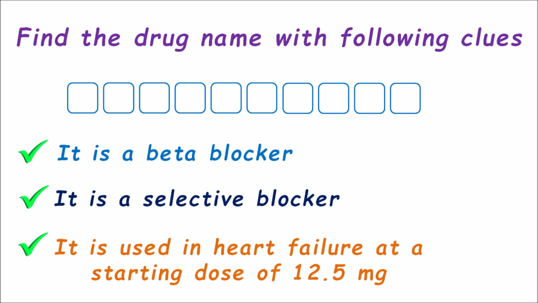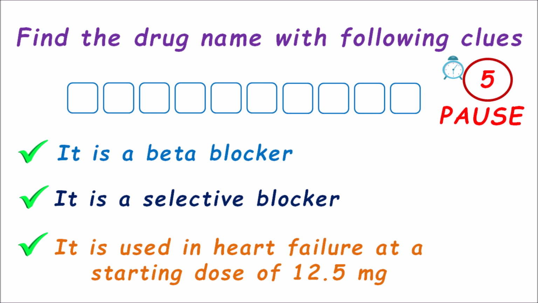Here you have to find the drug name with the following clues. It is a beta blocker and a selective blocker which is used in heart failure at a starting dose of 12.5 mg. Now you can think about this question. You can take 5 seconds, and after the 5 seconds you can pause this video and again think about the right answer.